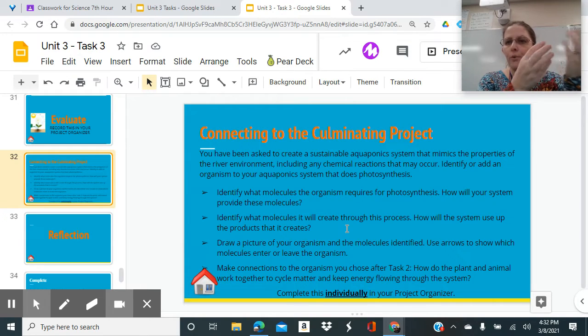Okay, so how are you going to give that plant those things? All right, so tell me what you're going to do. You're going to add sunlight. You're going to have it by the window. What are you going to do to give those things?